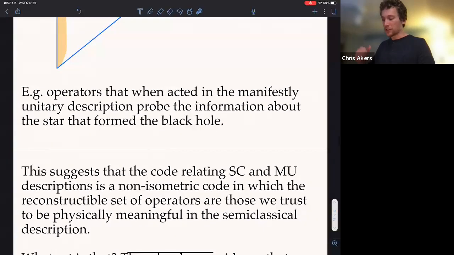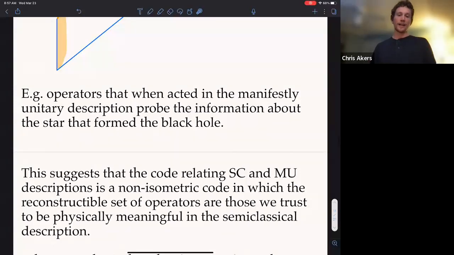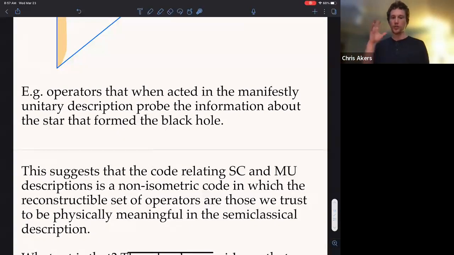The point of that was just to say that this suggests that the code relating the semiclassical and the manifestly unitary descriptions is a non-isometric code in which the reconstructible set of operators are those we trust to be physically meaningful in the semiclassical description.